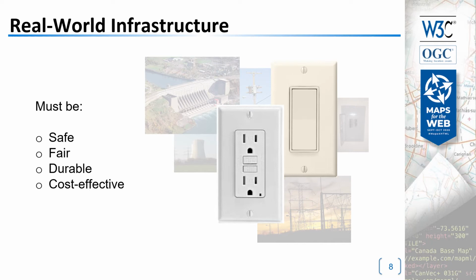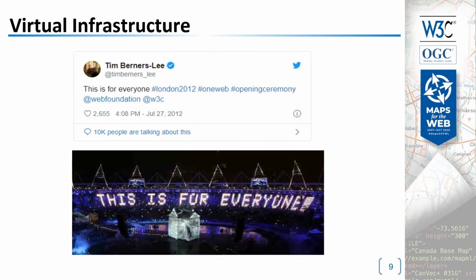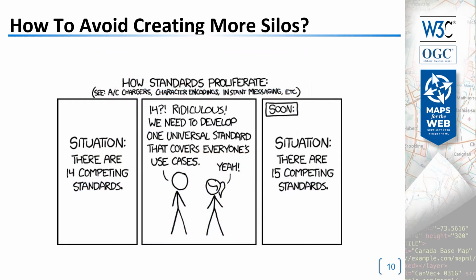Infrastructure should make it less costly for everyone to achieve their goals. Note that this does not mean that it's free. In fact, it can be quite costly, but it should be maximally shareable. In the virtual world, the World Wide Web and the software that supports it is virtual but nonetheless real infrastructure.